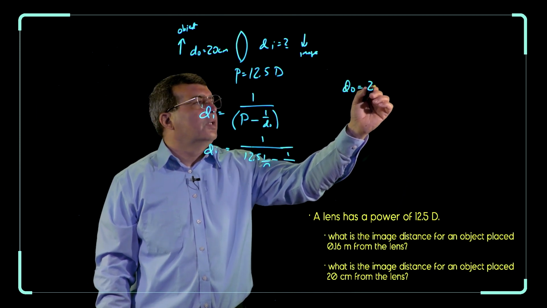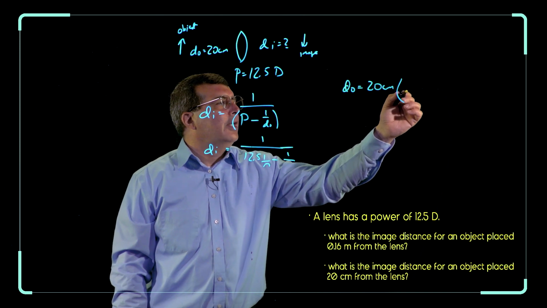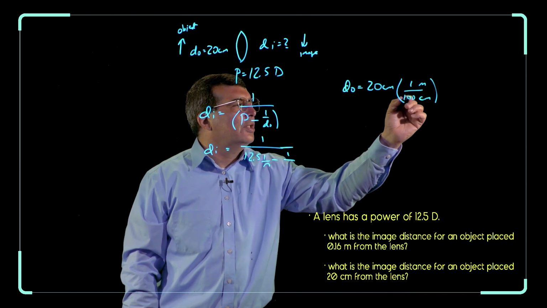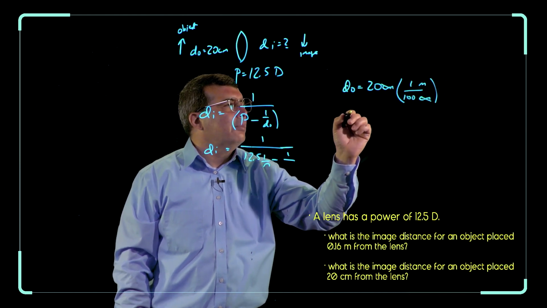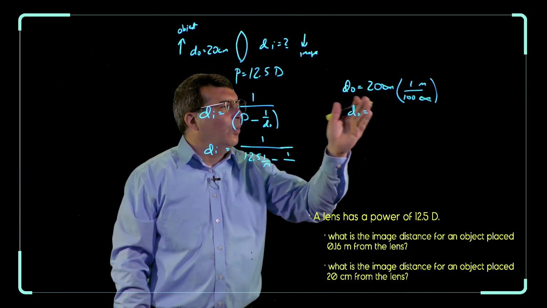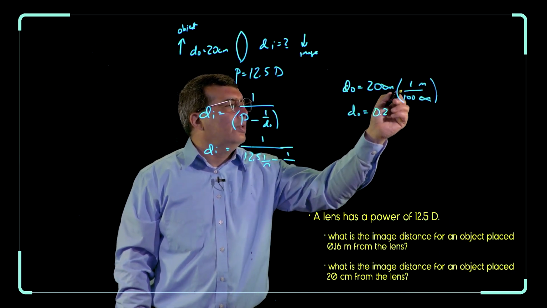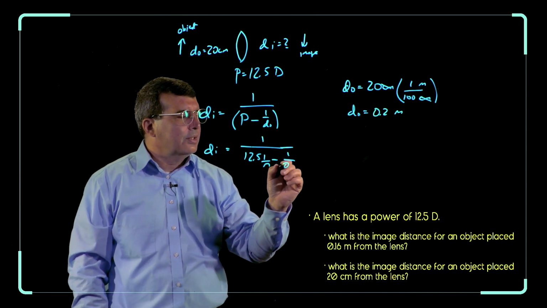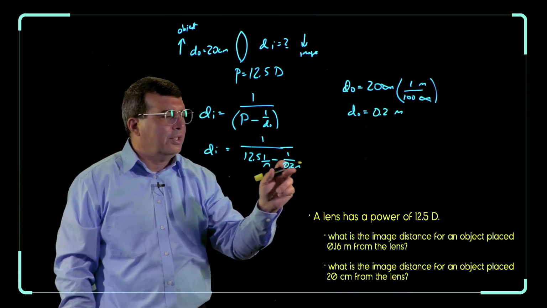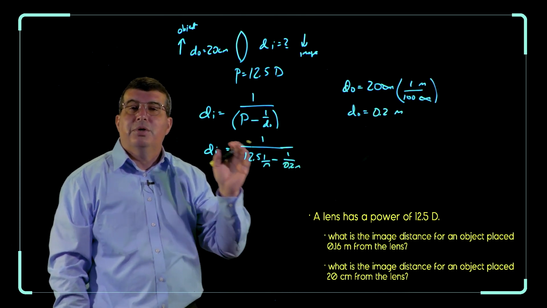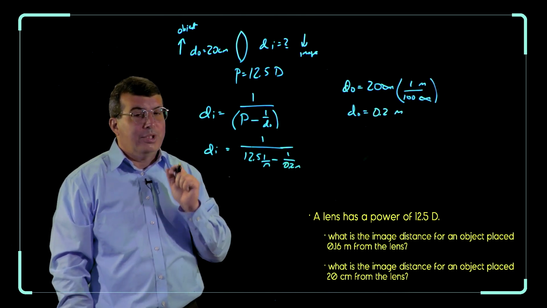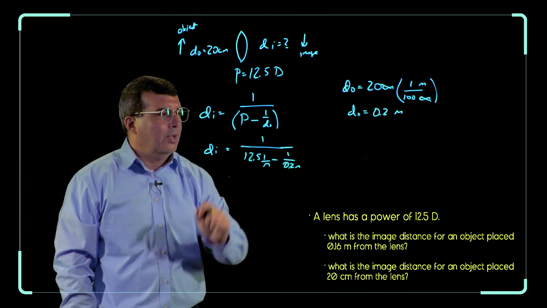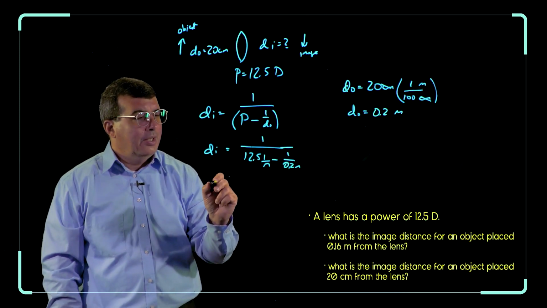Okay, so the object distance is 20 centimeters, and we want that in meters. So we have meters and centimeters, and 1 meter is 100 centimeters. That cancels off my centimeters. 20 divided by 100 is 0.2 meters. So we have to put our object distance also in meters, 0.2 meters. So now we have meters and meters instead of having meters and centimeters, which would confuse our units. So we have to make sure we don't confuse our units. A diopter is an inverse meter, so our distance also has to be in meters.